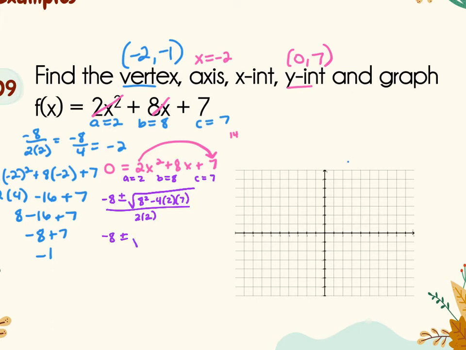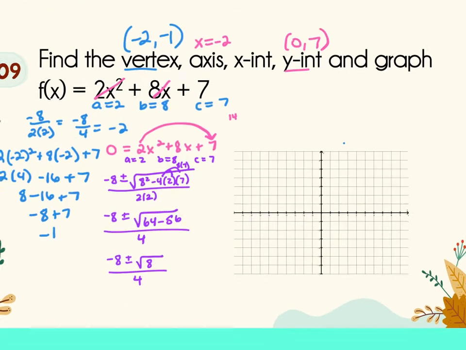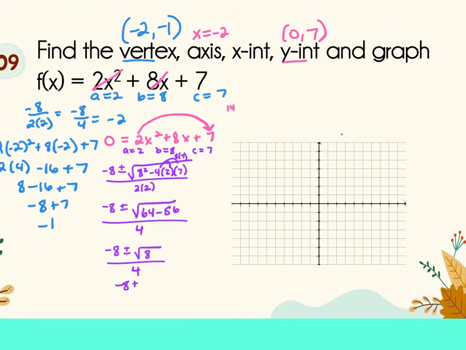Negative 8 plus and minus the square root of 64 minus, this is 8 times 7, which is 56, over 4. Negative 8 plus and minus, 64 minus 56 is 8, over 4. Negative 8 plus and minus, this is 2 and 4, or 2 root 2 over 4. 2 goes into each of these, and I get negative 4 plus and minus root 2 over 2.